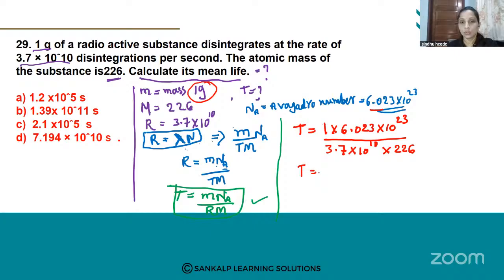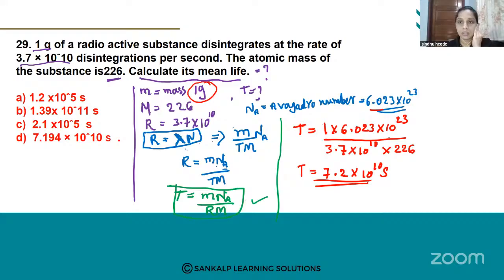T is equal to what? I hope you all know how to calculate this. After substituting the equation and formula, you know how to calculate, right? Calculate this one. What is your final answer? T is equal to what? T is equal to 7.2 into 10 raised to 10 seconds. So you get 7.2 into 10 raised to 10 seconds.